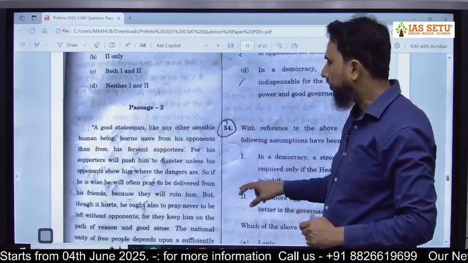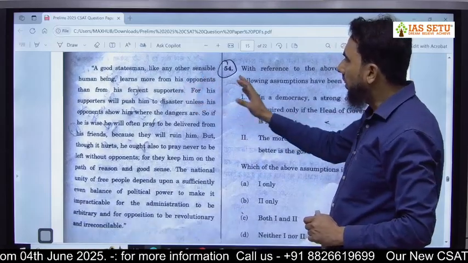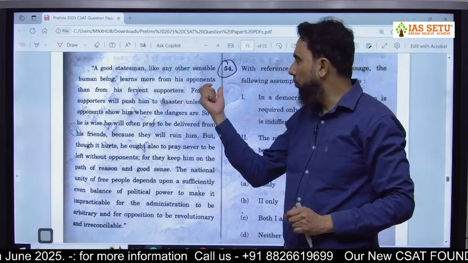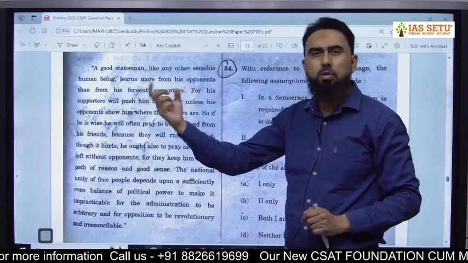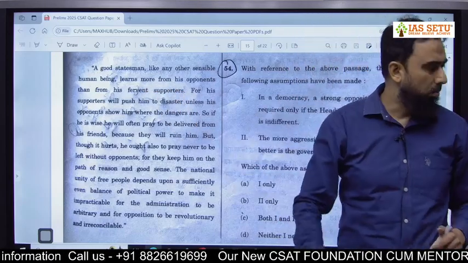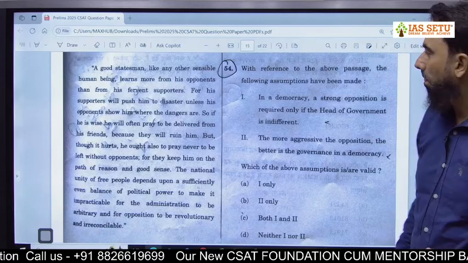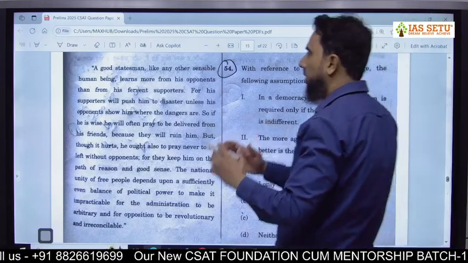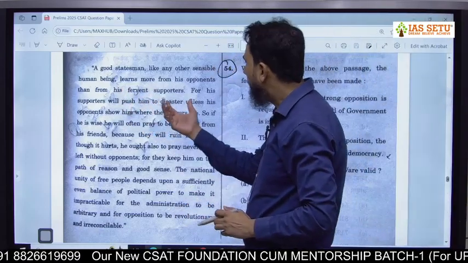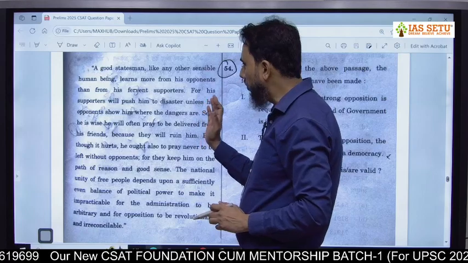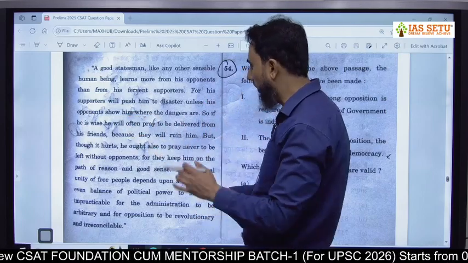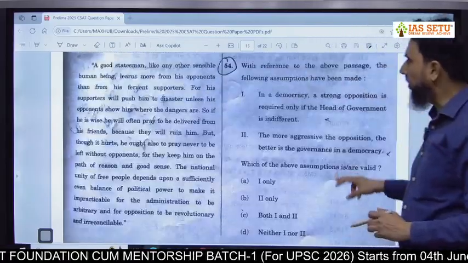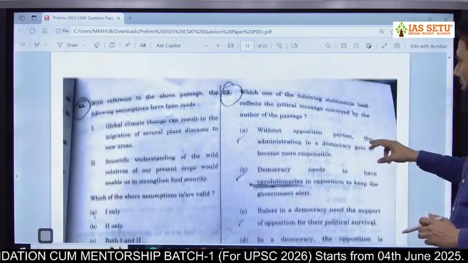Next passage. A good statesman, like any other sensible human being, learns more from his opponents than from his fervent supporters. Fervent supporter is very strong and very charged type of supporter, बहुत जोशीला. For his supporters will push him to disaster unless his opponents show him where the danger is. Okay. So now first question is main idea, critical message.